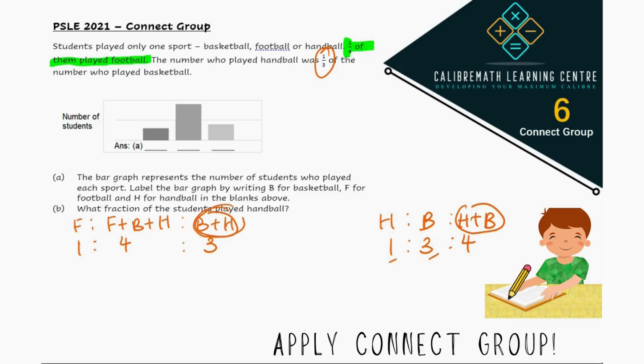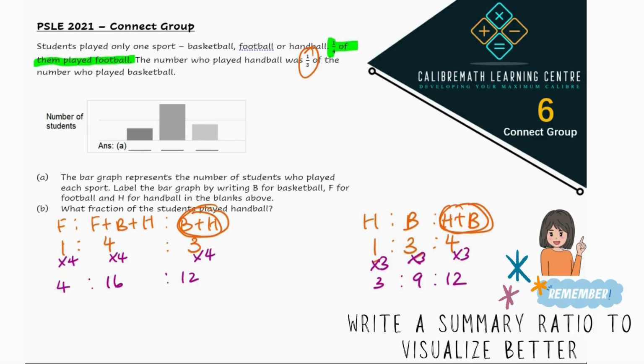Since these two ratios here are talking about the same group, we can make them the same by using 3 to multiply by 4 and 4 to multiply by 3. And that gives us 4 to 16 to 12 here, and 3 to 9 to 12 here. And remember to write out your summary ratio after connecting them. You will be able to get that H to B to F ratio to be 3 to 9 to 4.